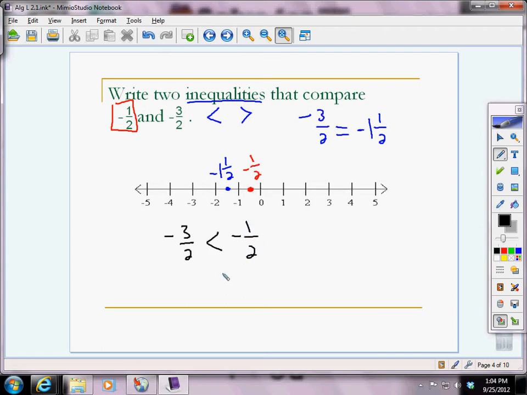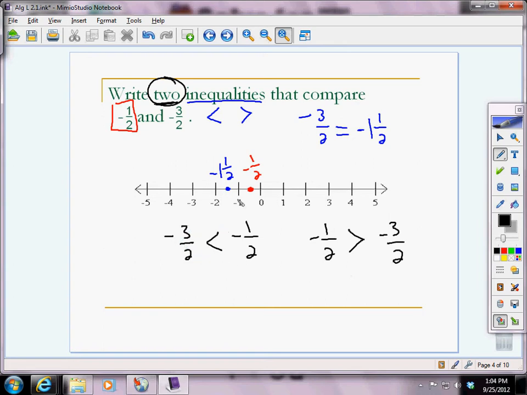is less than. Here's the thing, though, it does say to write 2. So again, we're practicing just dealing with these numbers. If negative 3/2 is smaller than negative 1/2, well, then negative 1/2 has to be bigger, has to be greater than negative 3/2. So don't get messed up by this whole write 2 inequalities. It's the same inequality, it's just written in 2 different ways.